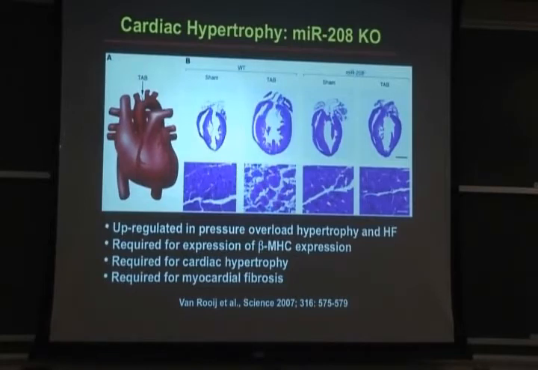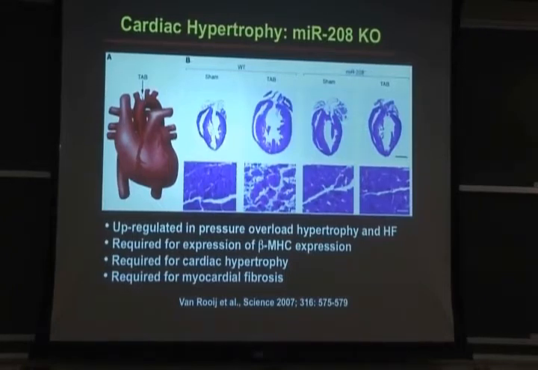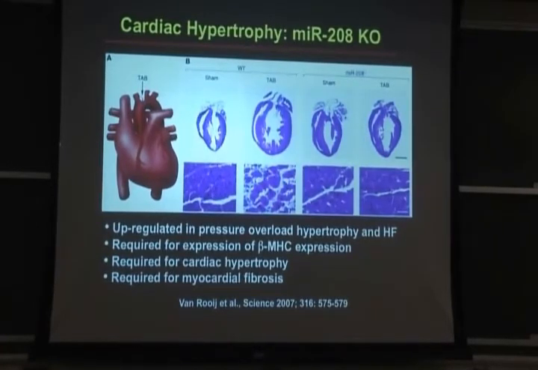So when they knocked it out and then pressure overloaded the ventricles, you can see that the mouse develops a heart failure phenotype in the wild type. And if you pressure overload that mouse but knock miR-208 out, they don't remodel. So you can begin to see the power of these molecules.